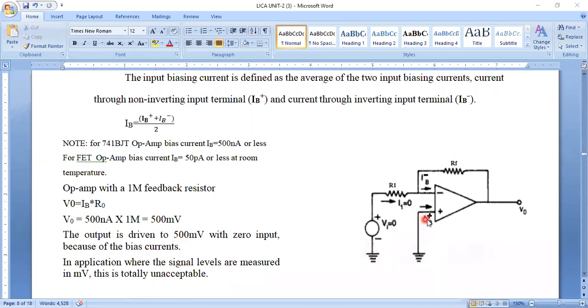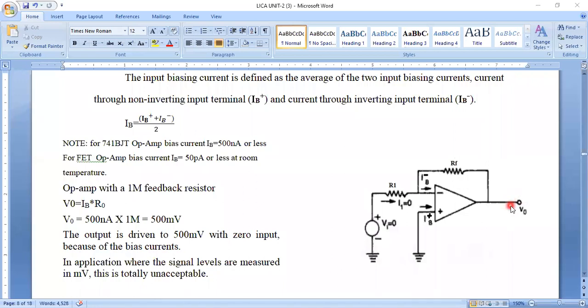This will be a serious error. Why are we calling this an error? When the supply voltages V1 and V2 are kept grounded and in off condition, some bias currents still flow in the input terminals, and that causes a 500 millivolt error, which will definitely impact the output of the operational amplifier.